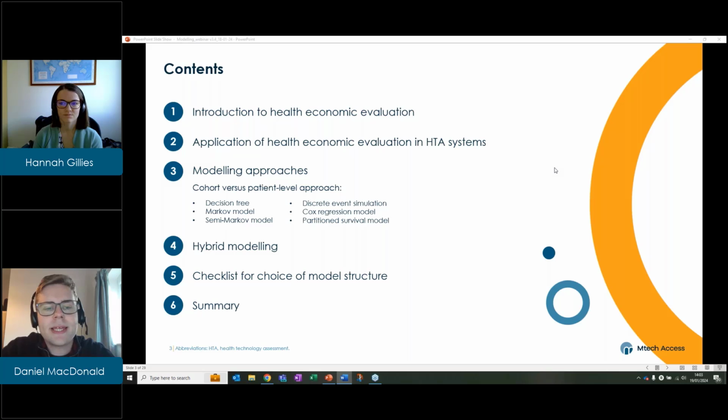We're going to be taking 6 specific modelling approaches and discussing them in a bit more detail. We're also going to be looking at hybrid modelling, when you merge 2 models together when a specific situation requires it. We'll then look at a checklist for the choice of model structure, with a list of key considerations that we think are useful when approaching a modelling project or decision problem. We'll then summarise our key findings, and there'll be a section at the end where we'll be responding to questions.